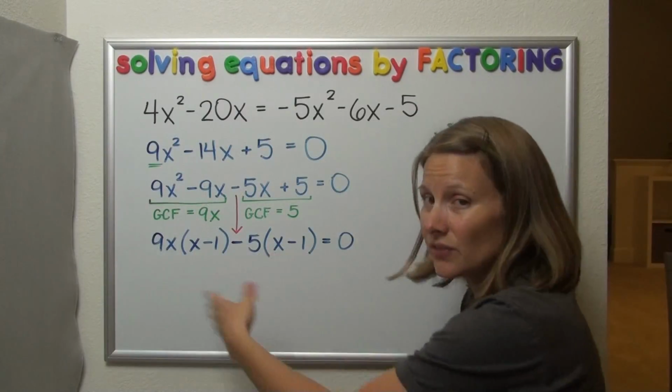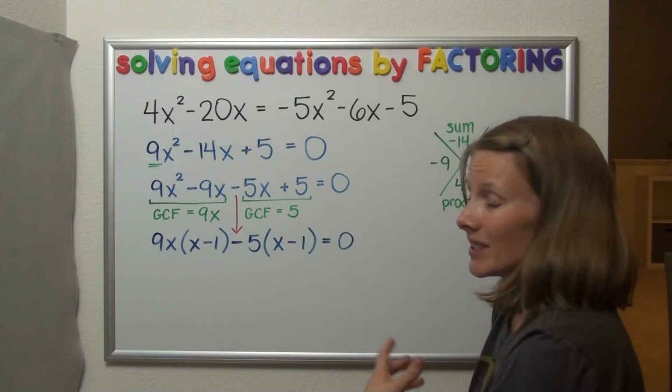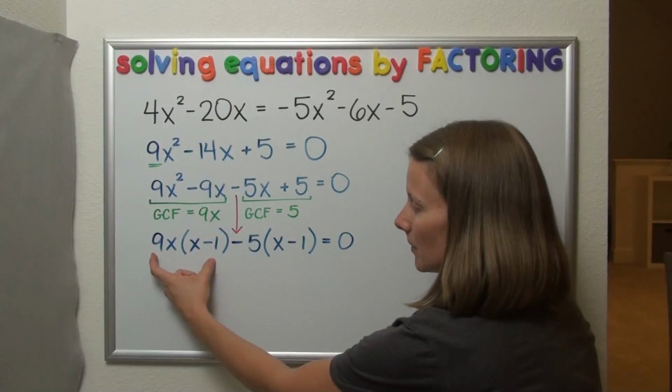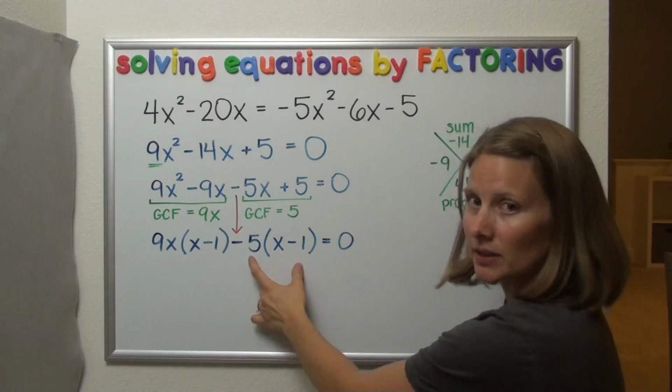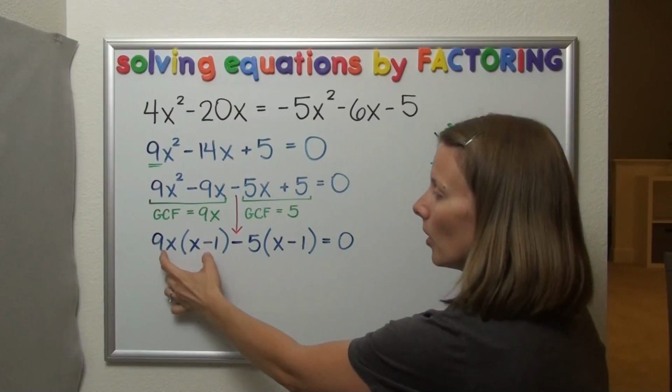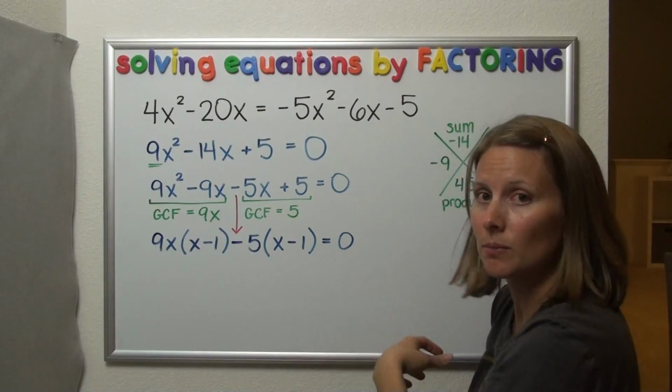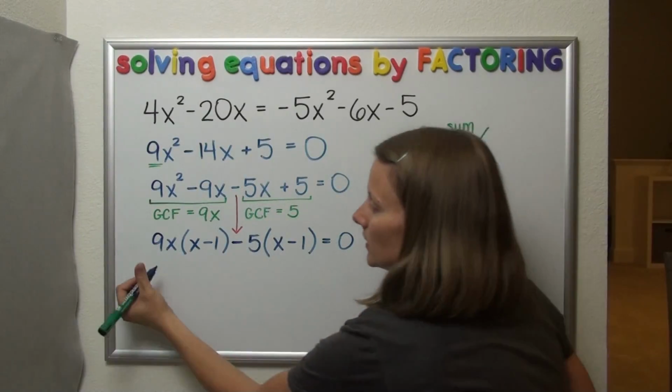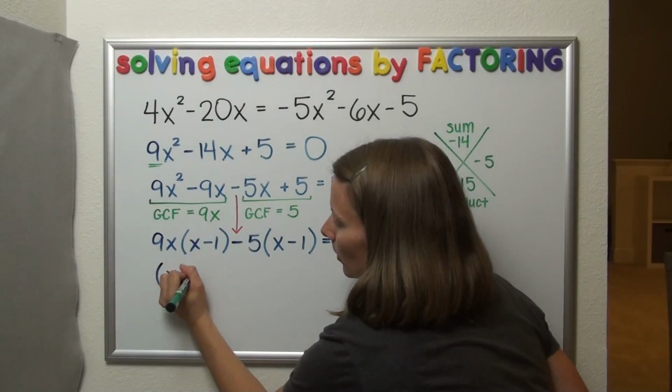All right, is this factored yet? Well, it doesn't say something times something. It says something minus something. So we haven't finished factoring. But what we can notice is that the parentheses do match. That tells us it's a GCF that we can pull out.